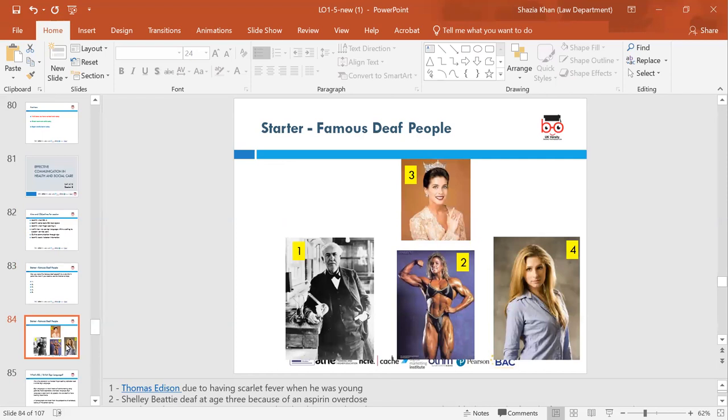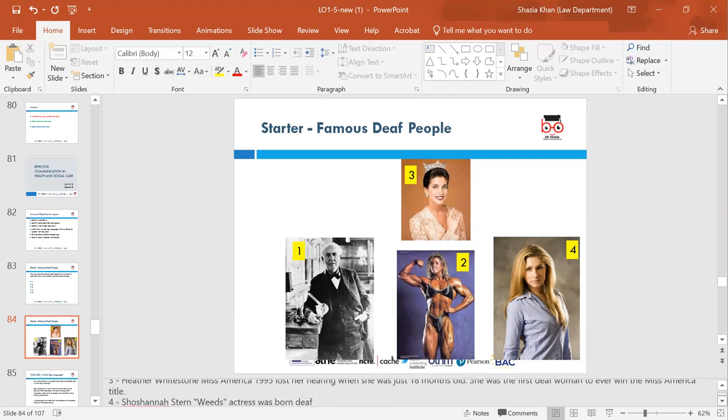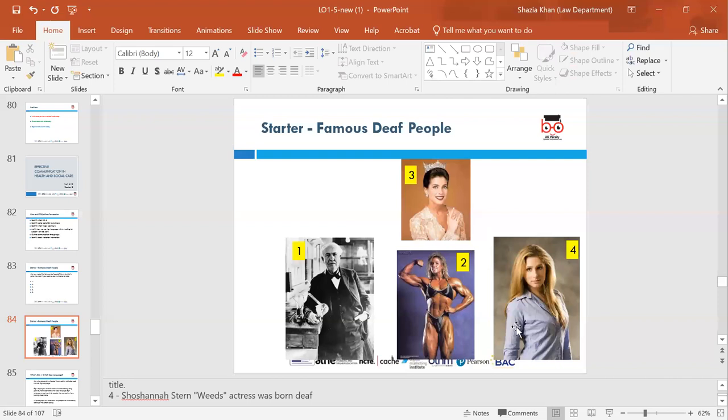You've got Thomas Edison, who lost his hearing due to having scarlet fever when he was young. That's number 1 there. Number 2 is Shelley Beattie, deaf at age 3 because of an aspirin overdose. Heather Whitestone, Miss America 1995, lost her hearing when she was 18 months. She was the first deaf woman to ever win Miss America. And then Shoshana Stern, Weeds actress, was born deaf. So these are some famous people that have been born deaf.